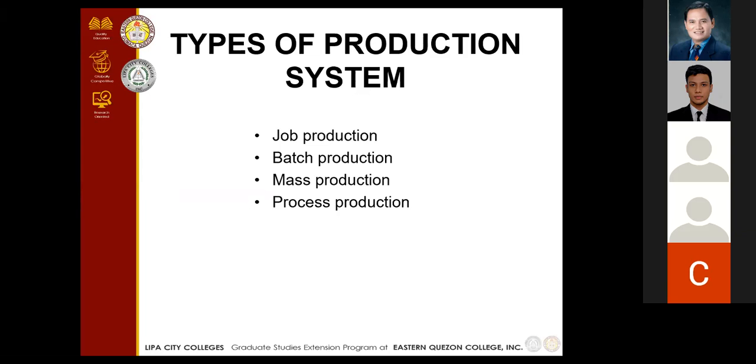Let's move on to the types of production system. We have 4 types of production system. First one is job production. The second one is batch production, then mass production, and the process production.